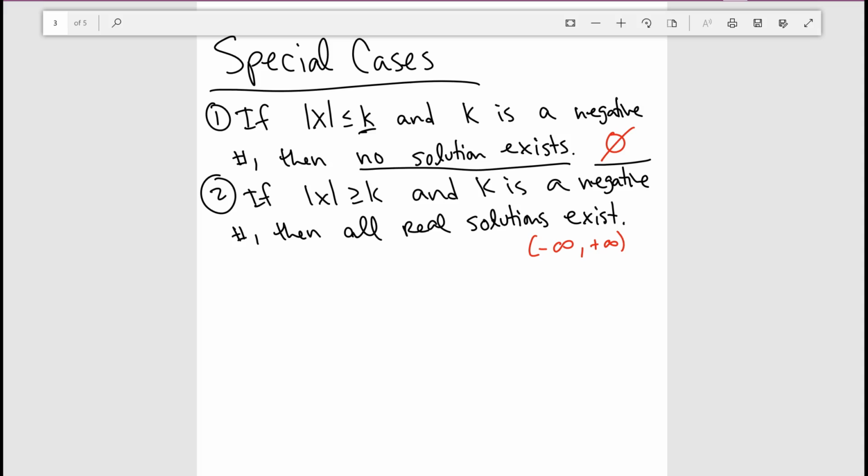If the absolute value of x is greater than or equal to k, and k is a negative number, then all real solutions exist. So basically it's from negative infinity to positive infinity. Now let's see why that is the case. Okay, so why is that true? You can pause the video and write this down because this is really important.